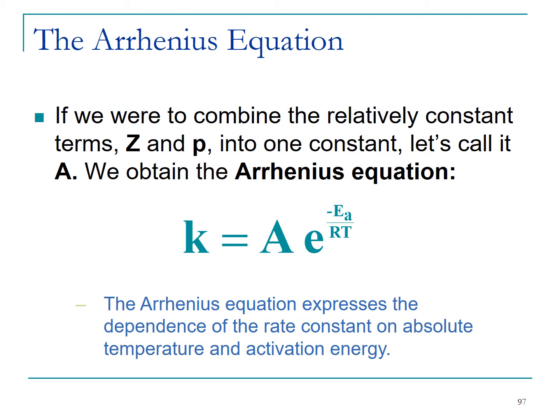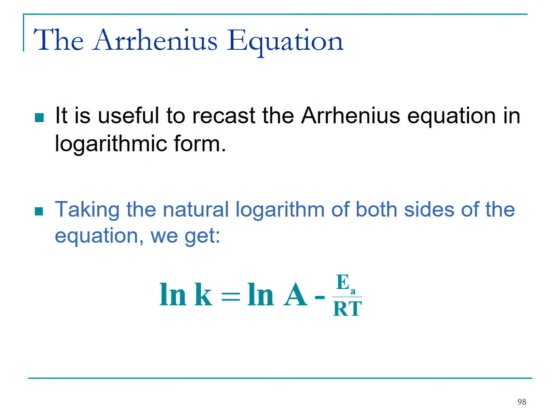You can find out what the activation energy is if you know A and you know the temperature and you know k. You can solve for different parts of this equation. If you take the natural logarithm of both sides, so you undo the e, you get this equation: the natural log of k equals the natural log of A minus Ea over RT.